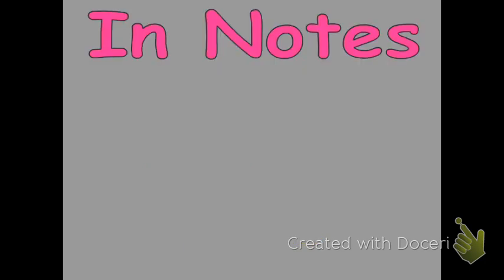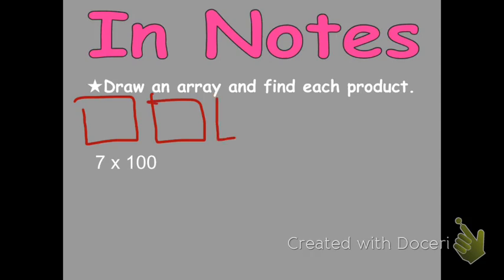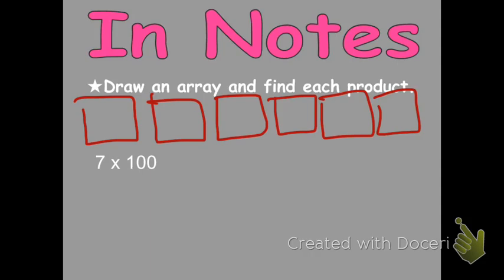Now, let's try to do a couple more in our notes. Let's draw an array and find each product. Here's your first problem. 7 times 100. Very similar to our problem we just solved, although we need 7 groups of 100. So we would draw a 100 flat, and I'm not going to have room for the last one, 7 by 100 array, 100, 200, 300, 400, 500, 600, that would equal 700.